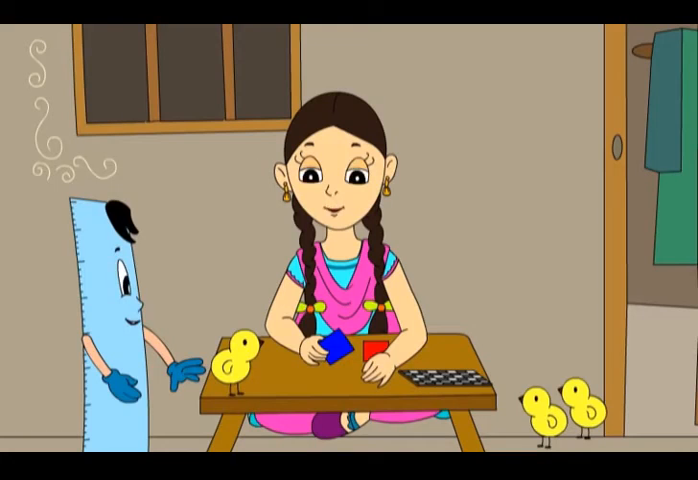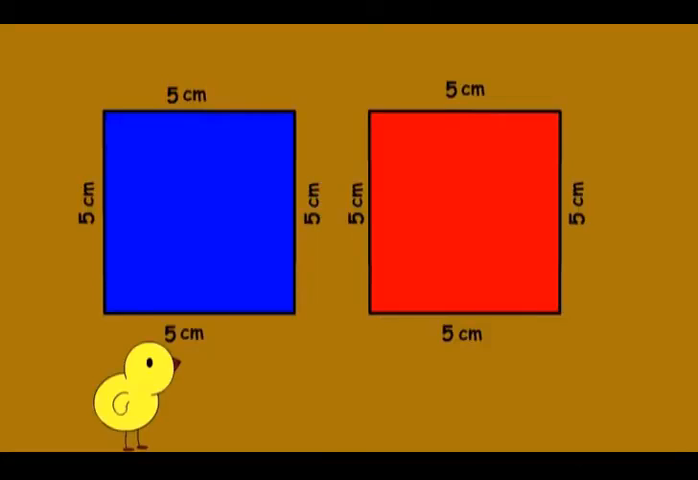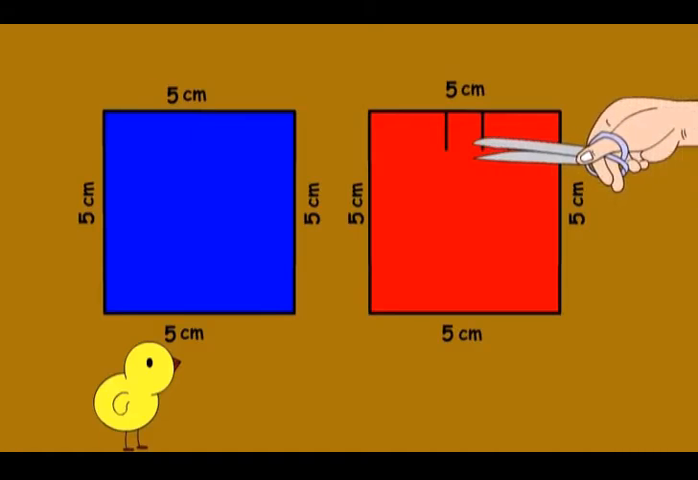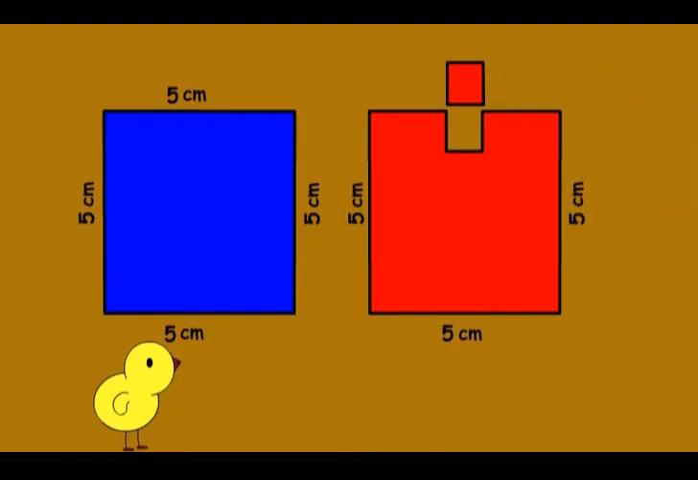Very good, Chick. Look, now I have cut 2 more papers, blue and red. Again, the sides of both the papers are 5 centimeters each, and the length of the boundaries is 20 centimeters. Now, I will cut a piece of paper of 1 centimeter in the middle, like this, from the red paper. Can you now tell the boundary of which paper is bigger?